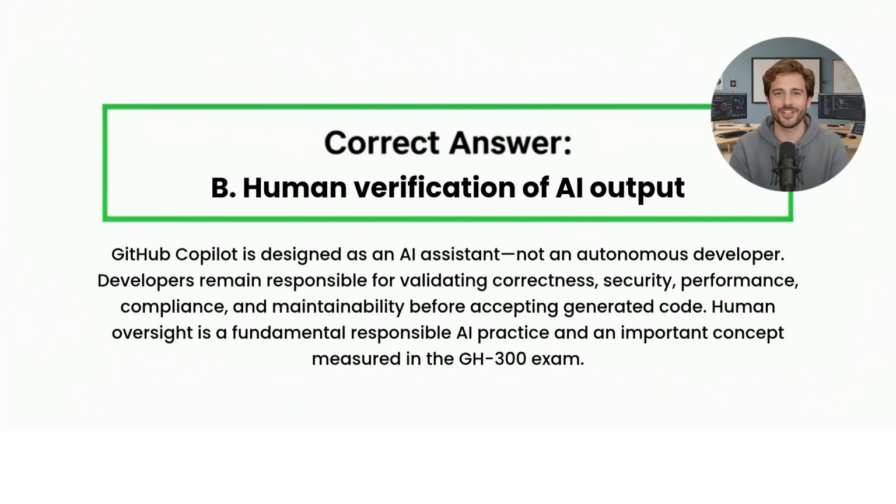Human verification of AI output. Explanation. GitHub Copilot is designed as an AI assistant, not an autonomous developer. Developers remain responsible for validating correctness, security, performance, compliance, and maintainability before accepting generated code. Human oversight is a fundamental responsible AI practice and an important concept measured in the GH-300 exam.